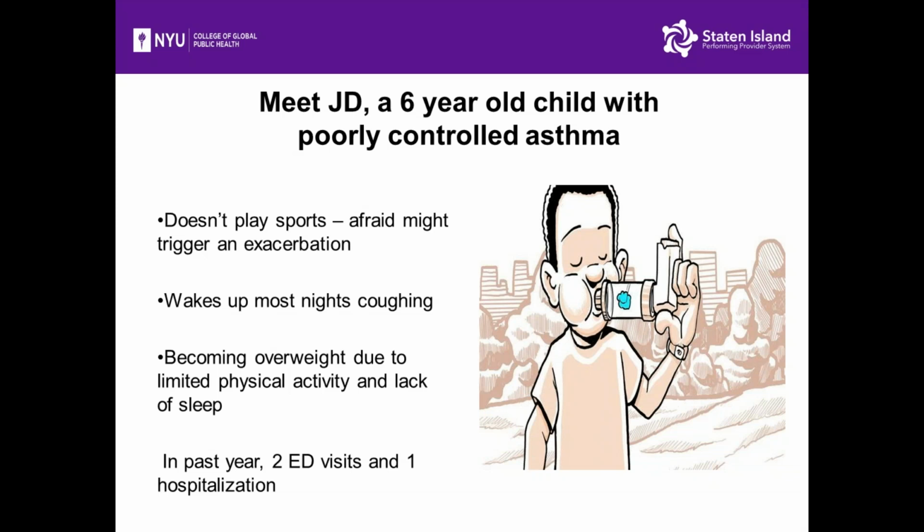In this instance, this is a 6-year-old with poorly controlled asthma. As a result of that, he's unable to play sports, participate in gym and recess, because he's fearful of triggering an exacerbation. He wakes up many nights coughing, and he's becoming overweight due to limited physical activity and lack of sleep. And in the past year, he's had 2 ED visits and 1 hospitalization.